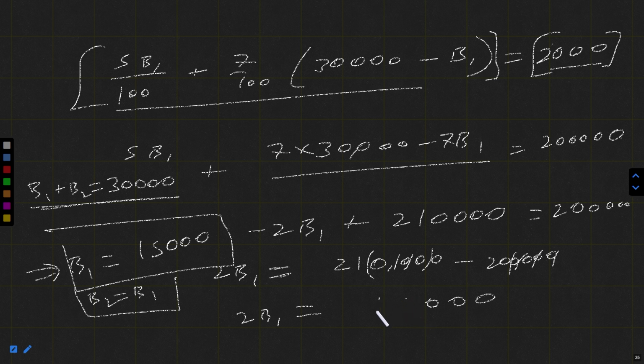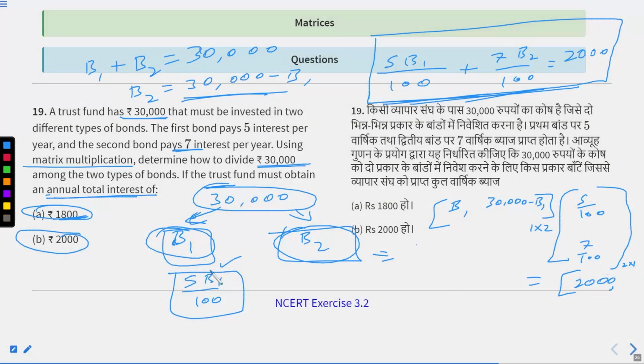So this will be what? This thing. So 10,000. Now 2B1 is 10,000. This means B1 will be 5,000 and B2 will be 25,000. This will imply B2 will be 25,000. Okay. So I hope that it is clear.